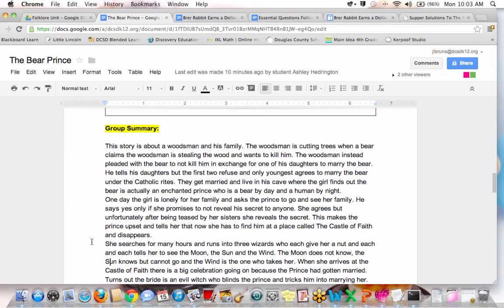They get married and live in this cave where the girl finds out that the bear is actually an enchanted prince who is a bear by day and human by night. One day, the girl is lonely for her family and asks the prince to go see her family. He says yes, but only if she promises not to reveal his secret. So this is where there was the problem. She does reveal the secret. So what do we learn about breaking promises from this particular folktale?